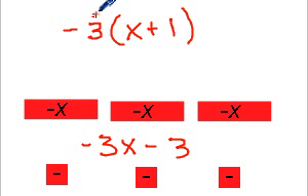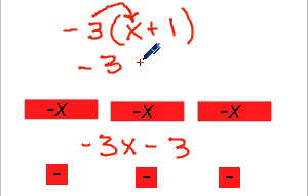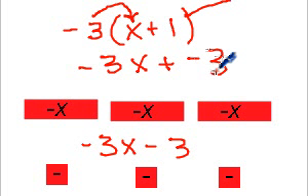And let's see what happens when we do it this way. So we do negative 3 times x, which gives us negative 3x, and then we do negative 3 times the plus 1, and we get negative 3. So our answer is the same either way. So if you do get confused with the distributive principle, just try a few of the questions using the algebra tiles and try to model what you know.